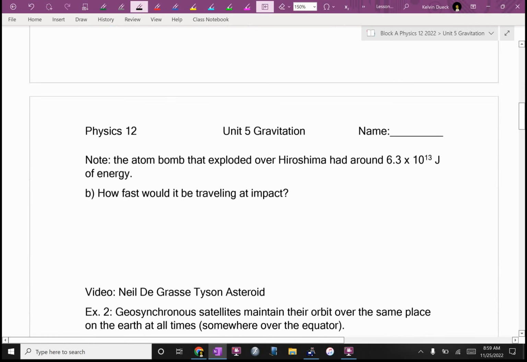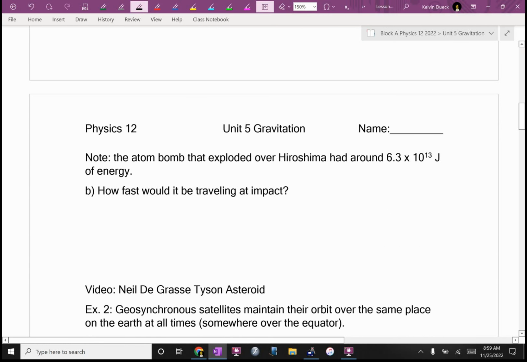Okay? How fast would it be traveling on impact? Well, I know that kinetic energy is a half mv squared, so I guess v is going to be the square root of 2 times the kinetic energy divided by the mass. And then, Maddie, what else should I remember to do?